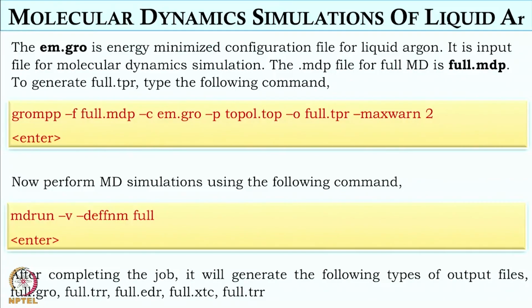But then you have to have the TPR file in that name, since the TPR file, which is the output file of grompp, is full.tpr. So we are giving -deffnm full. If you give em.tpr, you have to use em, or if you give grompp.tpr, you have to use grompp instead of full. So the two names have to be similar.